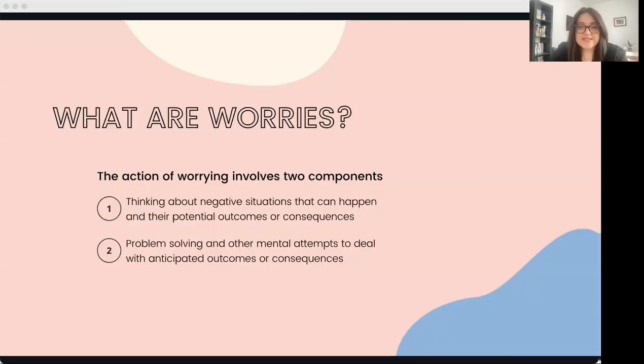So since generalized anxiety disorder can be conceptualized as this disorder of constant worrying, it's also helpful to describe worries. Generally speaking, the action of worrying includes two important components. The first is thinking about negative situations that can happen, as well as their potential outcomes or consequences. The second involves problem solving and other mental attempts to deal with those anticipated outcomes or consequences.